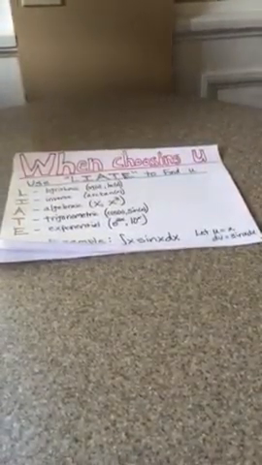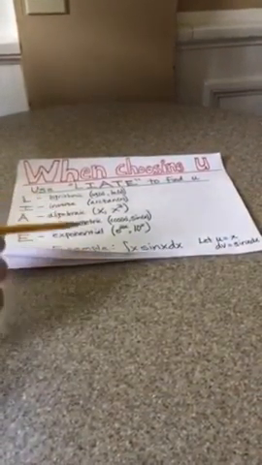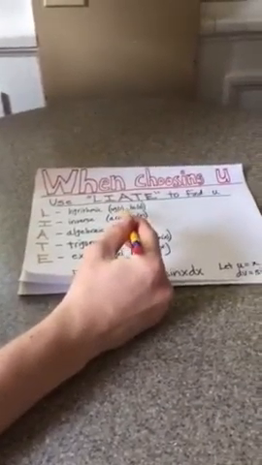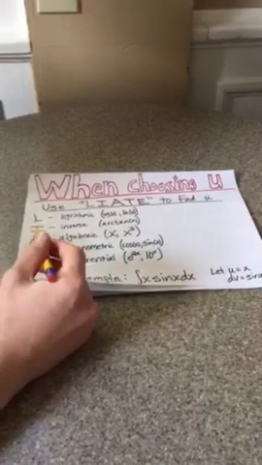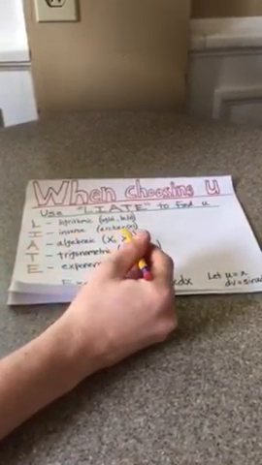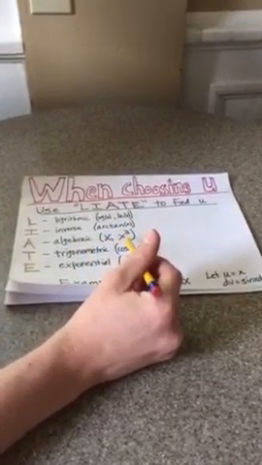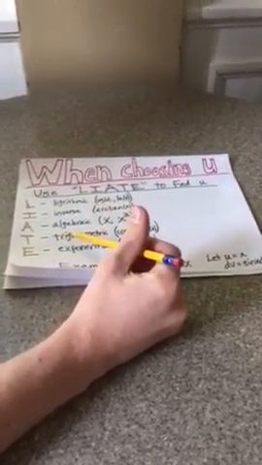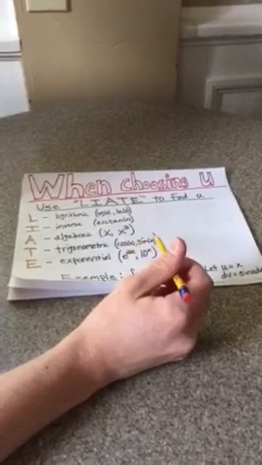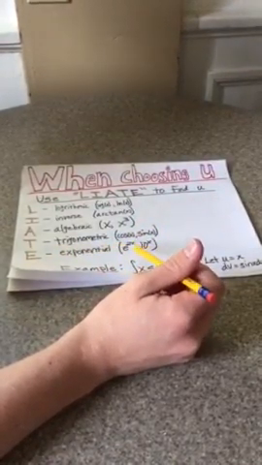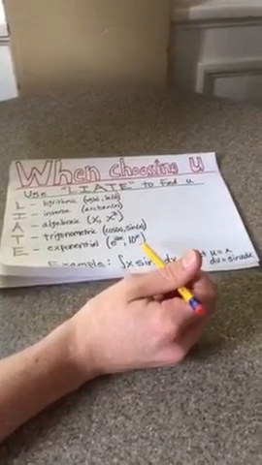When choosing u, you want to make sure to use LIATE to find u. L stands for logarithmic, such as log of x or ln of x. I stands for the inverse, such as arctangent of x. A stands for algebraic, such as x or x cubed. T stands for trigonometric, such as cosine of x or sine of x. And E stands for exponential, such as e to the 2x or 10 to the x.